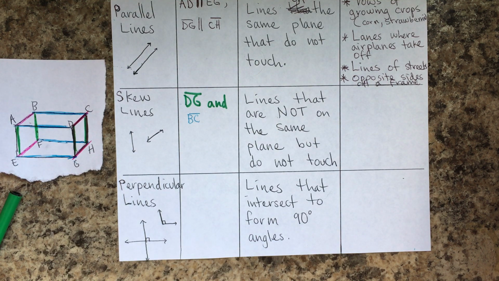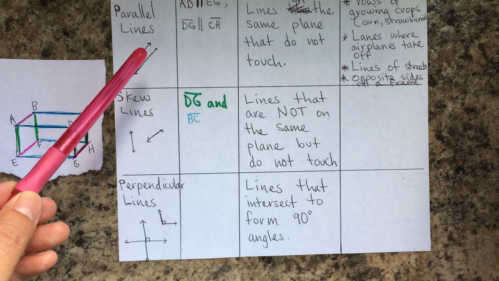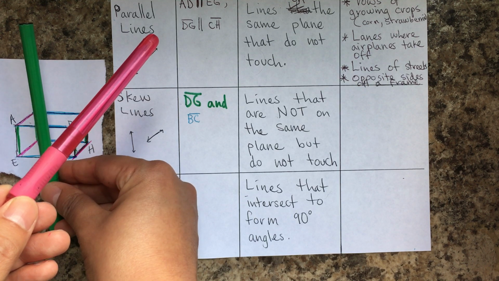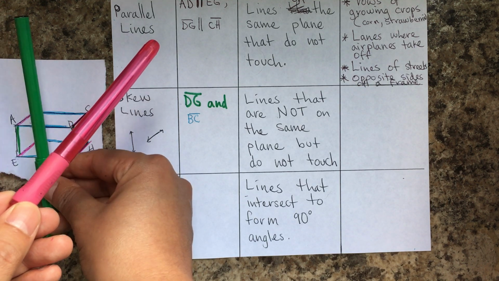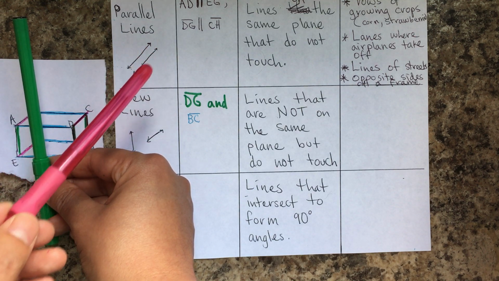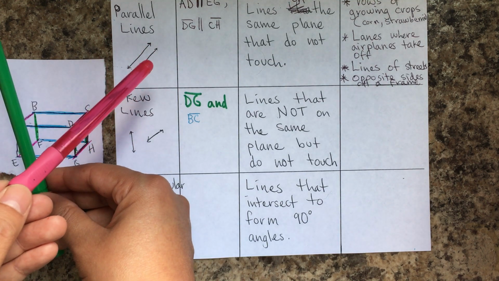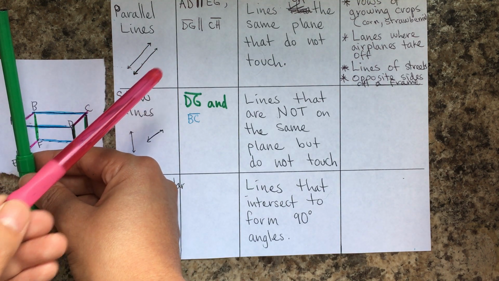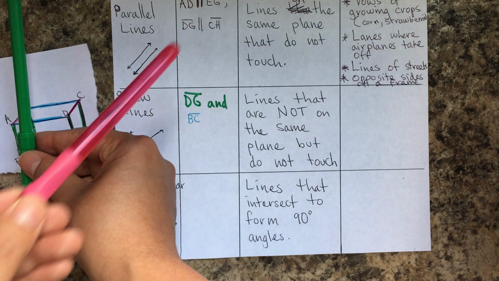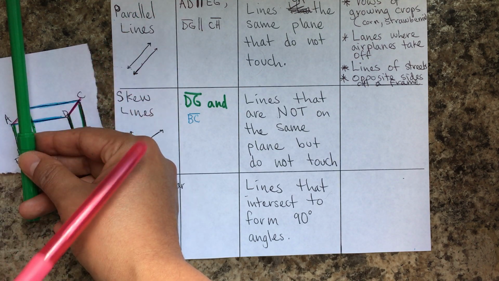So DG and BC are skew lines. Let me see. Another pair of skew lines is DC and BF. It's in the back, right? BF is in the back and up and down, and DC is on the right side. So it's kind of like this if we were looking at it in a different position, but they will never touch if you extend them. This will extend up and down in the back. This will extend sideways, I mean to the front and back on the right side.